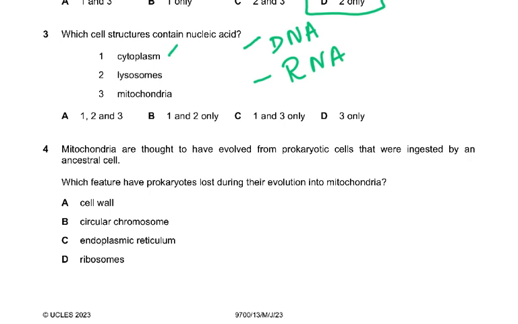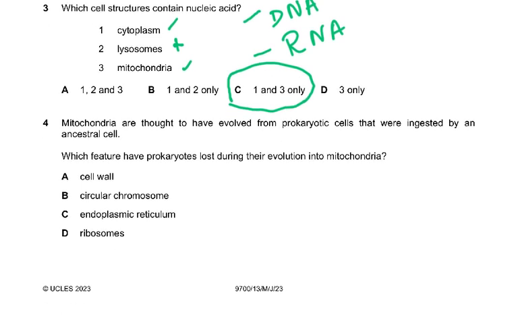In the lysosome, it contains hydrolytic enzymes. It is a phospholipid bilayer. It's a single membrane bound organelle. So, not in lysosome. Mitochondria, yes, has circular DNA, plus it has 70S ribosomes. So the answer to question number 3 is C, 1 and 3 only.